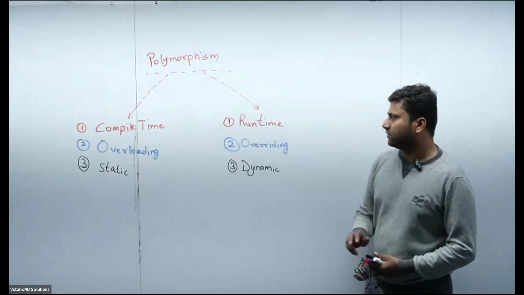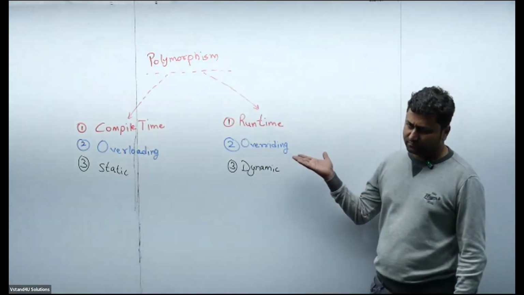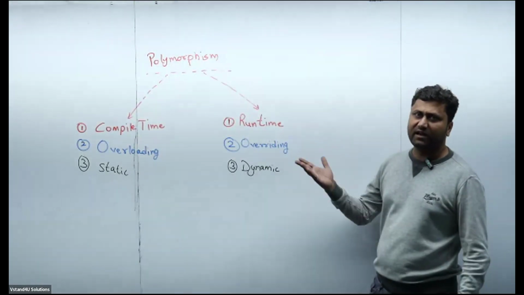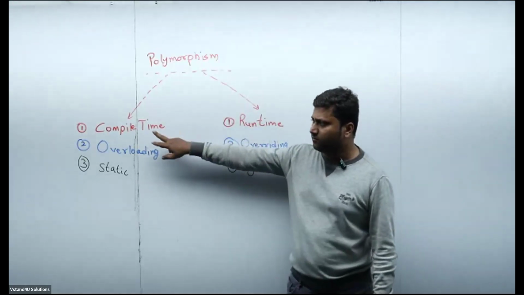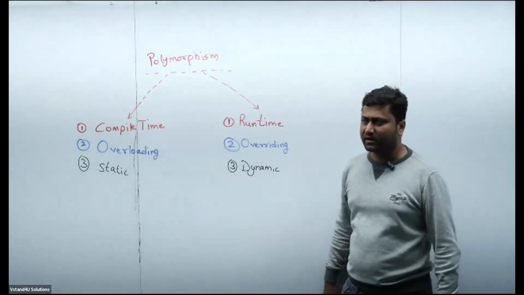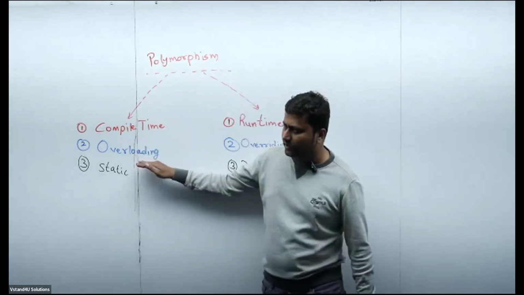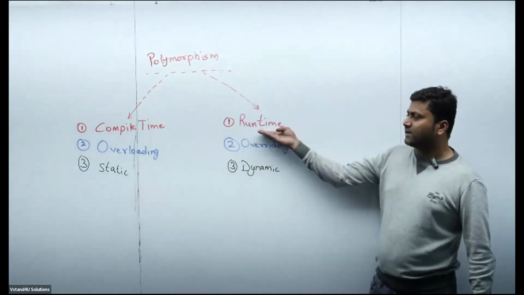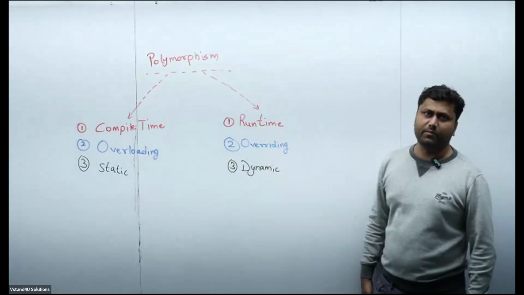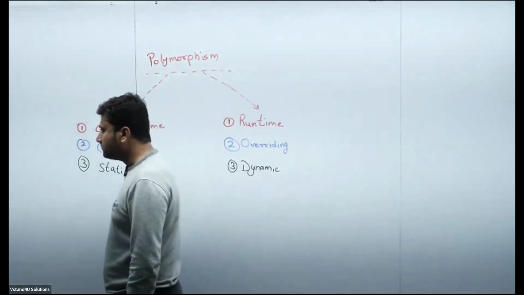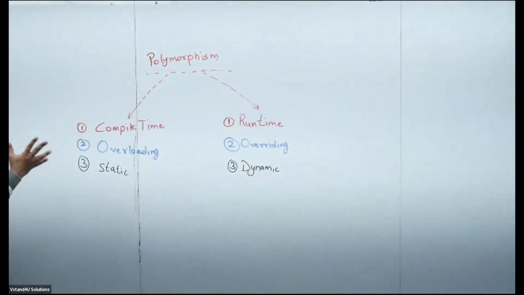Now let me explain. Polymorphism is very much clear: one thing having multiple forms, compile time and run time. Two types of polymorphism are there. Compile time is also called overloading and static polymorphism. Run time is also called overriding or dynamic polymorphism. Agree? Okay, sir. A few things about method overloading.